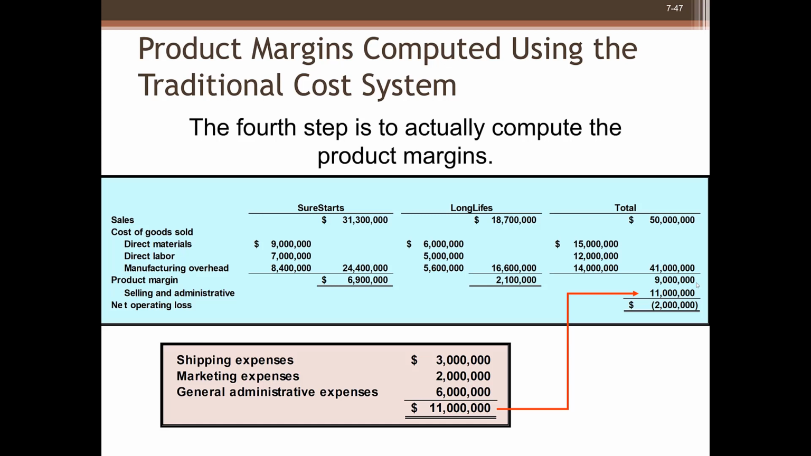For other costs incurred by the company, there are shipping costs, marketing expenses, and general administrative expenses. In the traditional costing system, all those expenses should be reported as selling and administrative expenses. So we add them together as an expense of 11 million. We subtract 11 million from the product margin. Net operating loss, the same, negative 2 million.